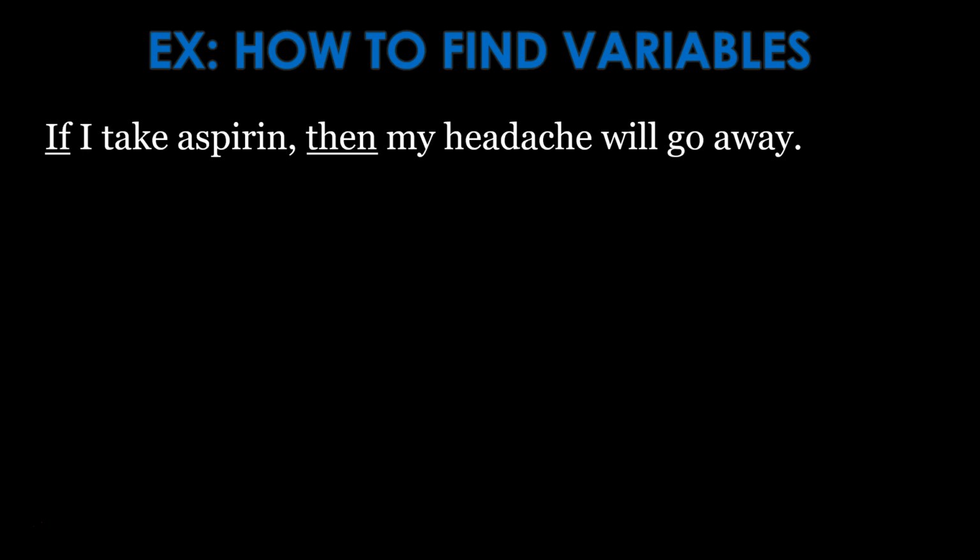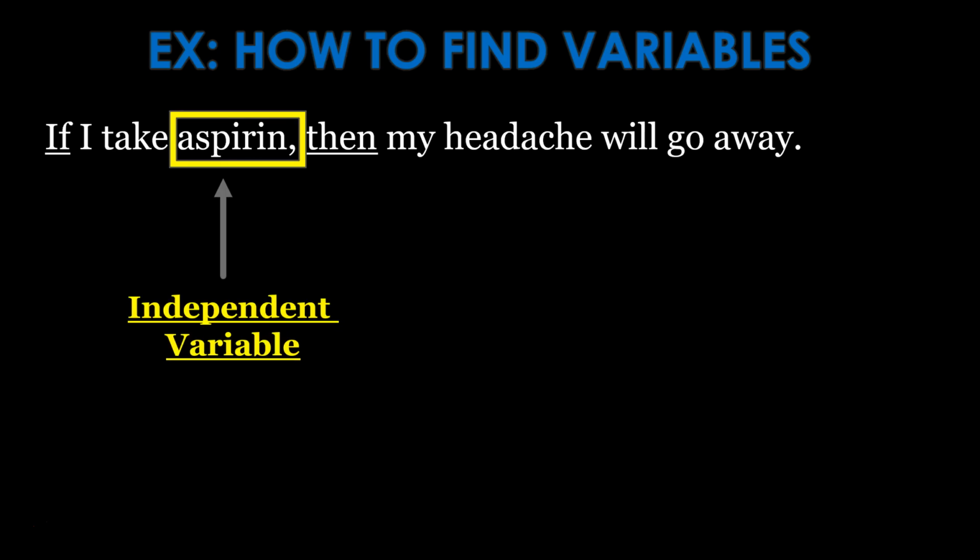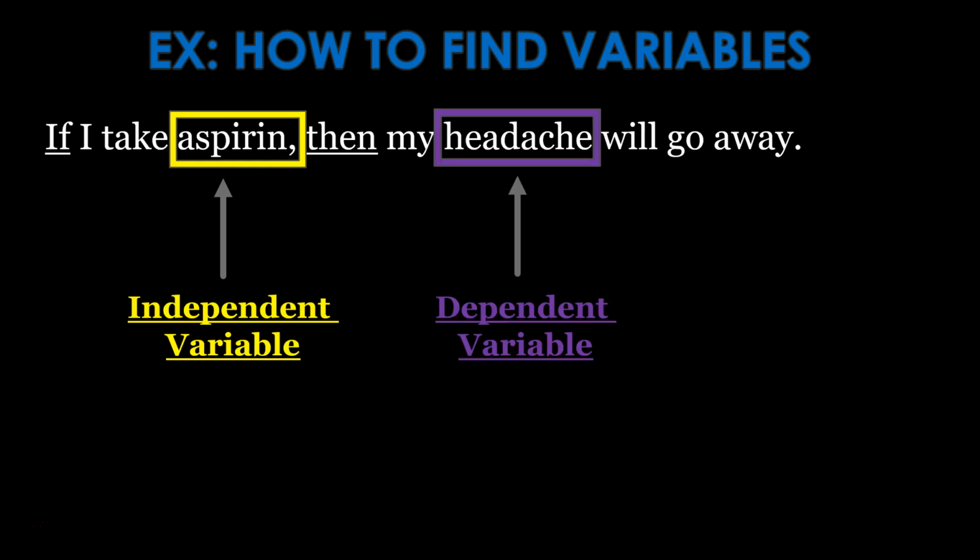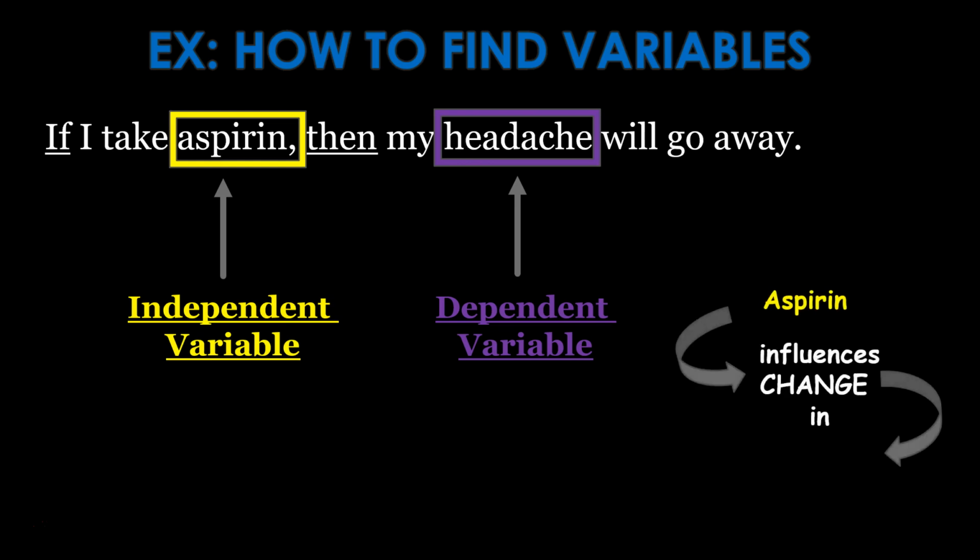Here's another example. My hypothesis, if I take aspirin, then my headache will go away. What am I introducing, or what am I experimenting with? It's the aspirin. That's my independent variable. What am I trying to observe or measure as the outcome? If my headache will go away. That's my dependent variable. So for this situation, I'm trying to test, does aspirin influence change in headaches?